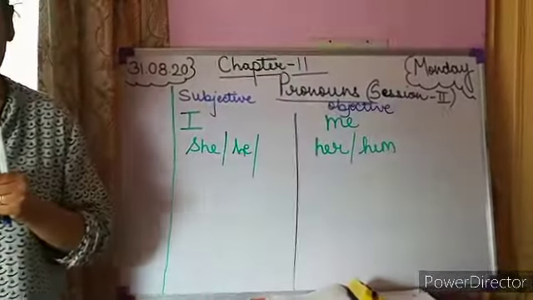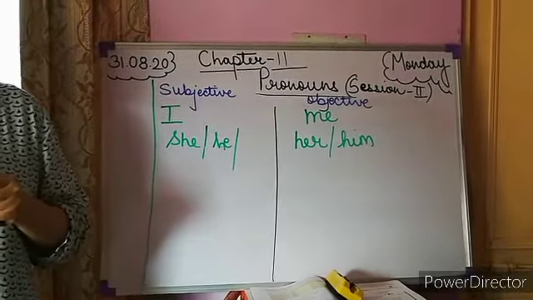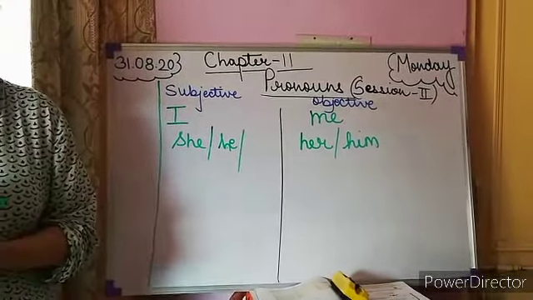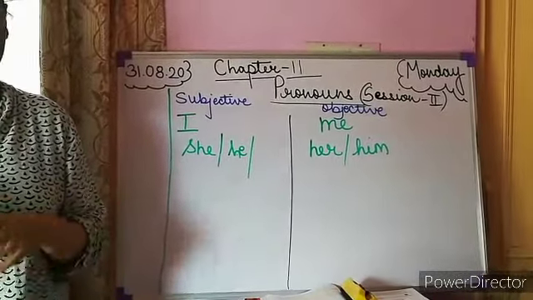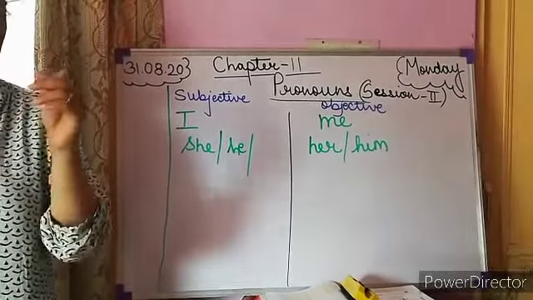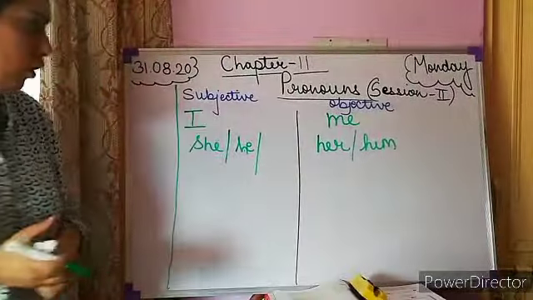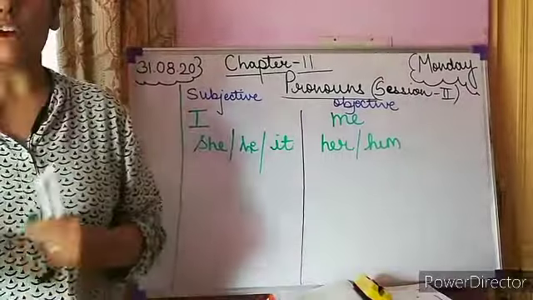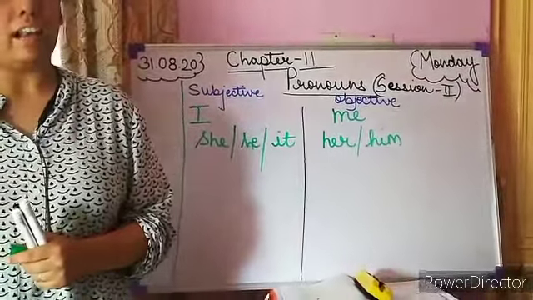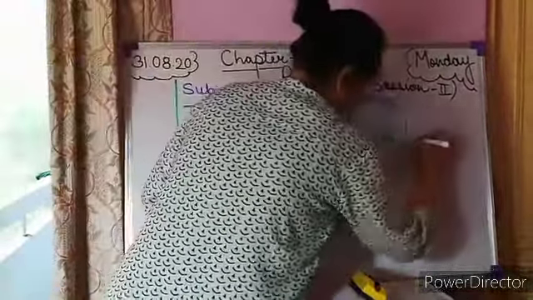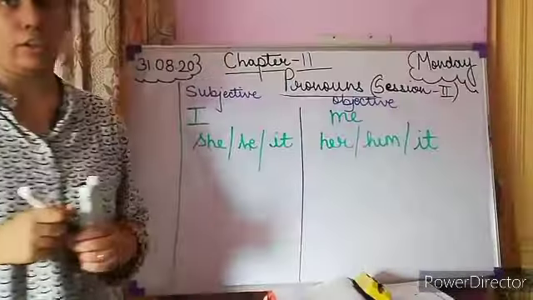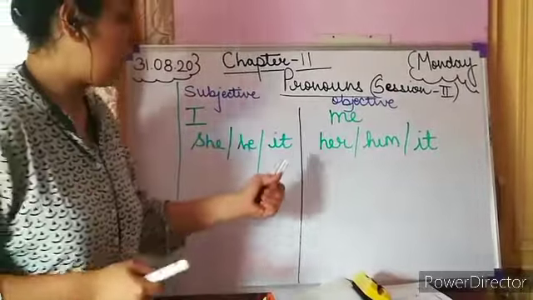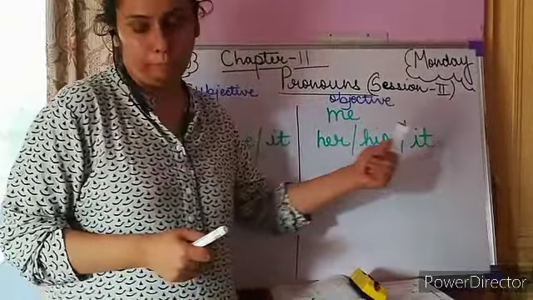Now children, you know what, my father bought a ball for him and it was awesome. So I said it is awesome. Here I am talking about the ball. So it is awesome. It is subjective here, and Alpha also liked it. So Alpha likes it. So children, it remains the same in subjective as well as objective form.